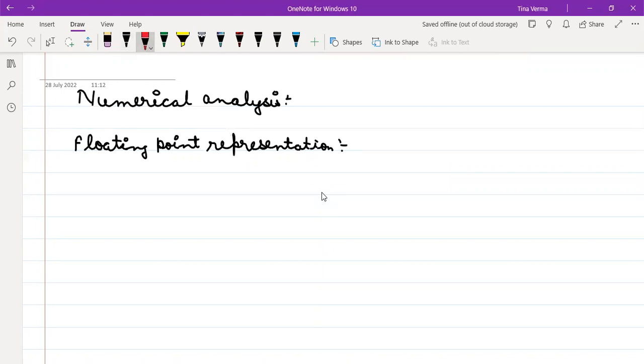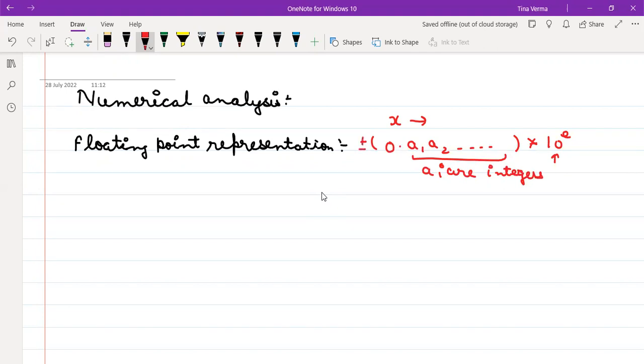If we have any number x, we can represent it in the floating point representation like this: 0.a1 a2 and so on, into 10 raised to the power e. Because we are dealing with decimal numbers in this course, I am taking the base as 10, and e is your exponent, and all these ai's are integers. The sign we consider plus and minus. If it is positive, we will consider positive sign. If it is negative, we will consider negative sign.